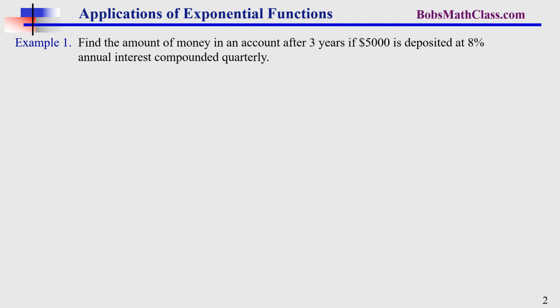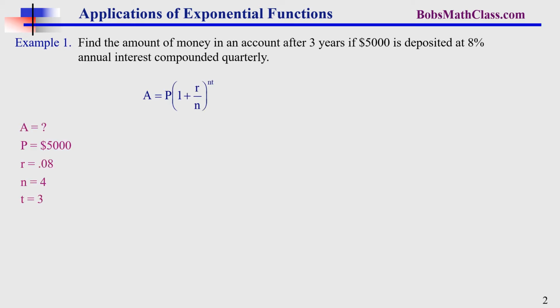That's how much you're investing or how much you're borrowing. That's like the beginning amount of money. And what we want to know is, what's it going to be worth after 3 years? Or how much are we going to owe after 3 years? That's a good question too. 8%, that's your interest rate. Remember to move it over 2 places to the left. And then compounded quarterly. What is N if it's quarterly?